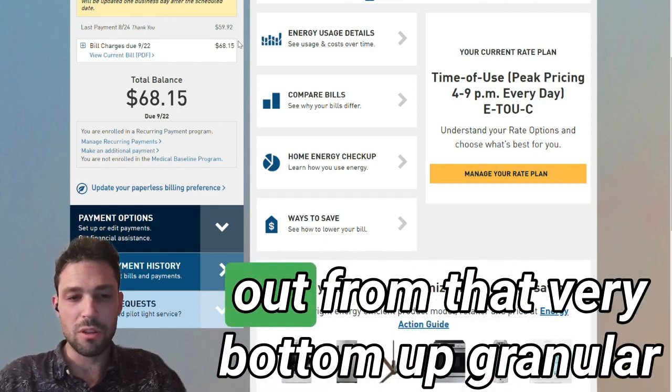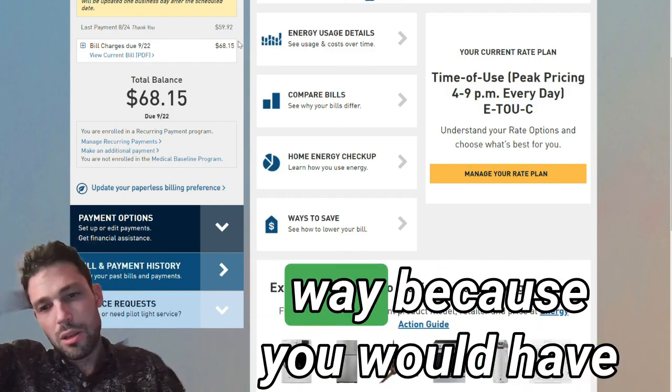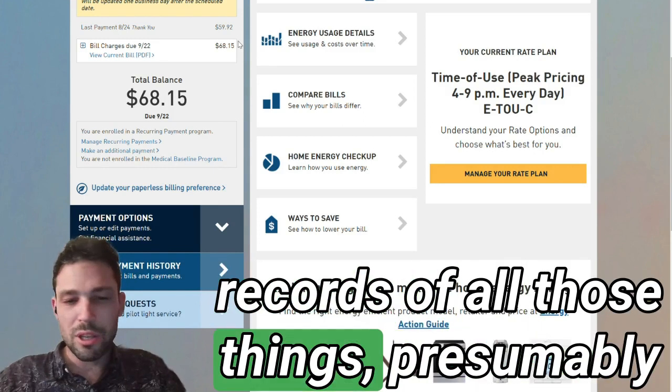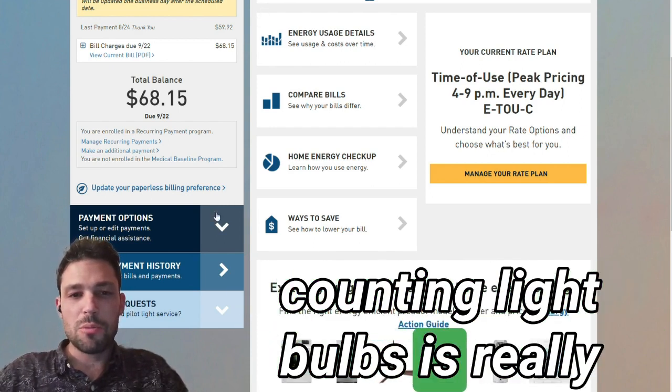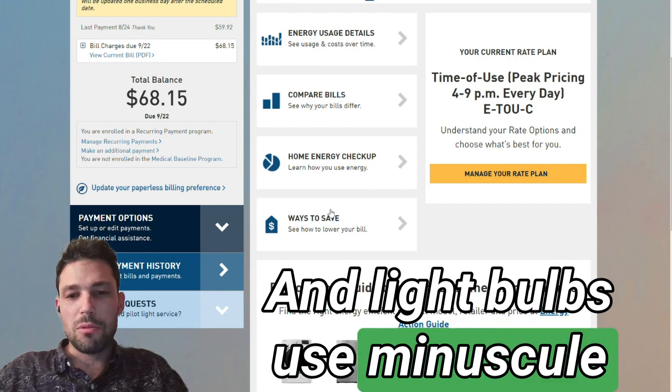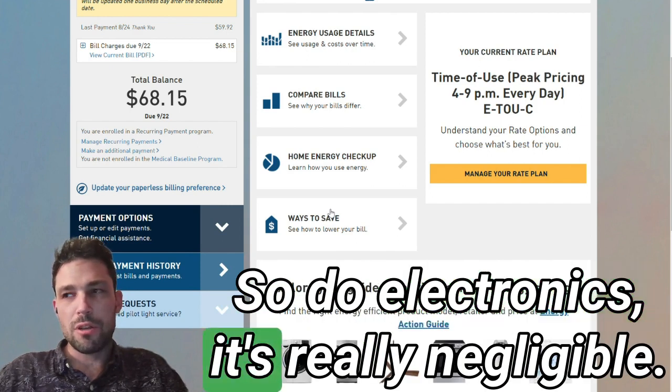And so you could figure those things out from that very bottom up granular way, because you would have records, all those things, probably, we hope. But going around the house and counting light bulbs is really tedious, okay? And light bulbs use minuscule amounts of energy. So do electronics. It's really negligible.